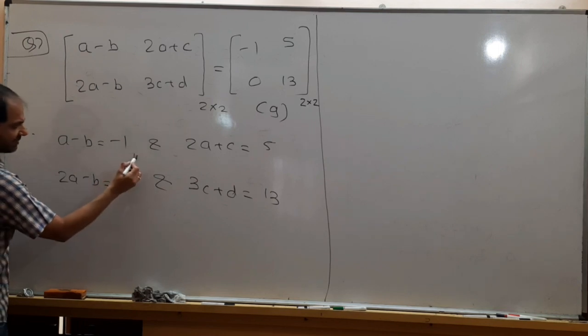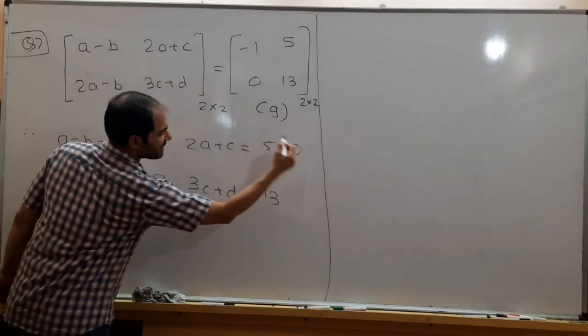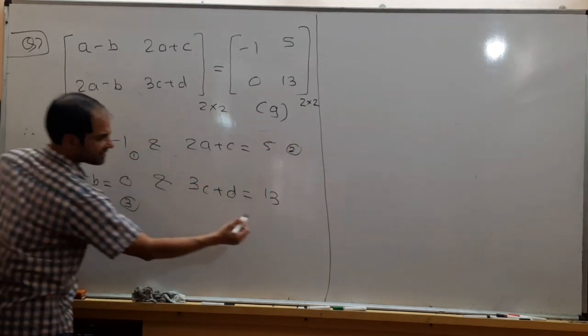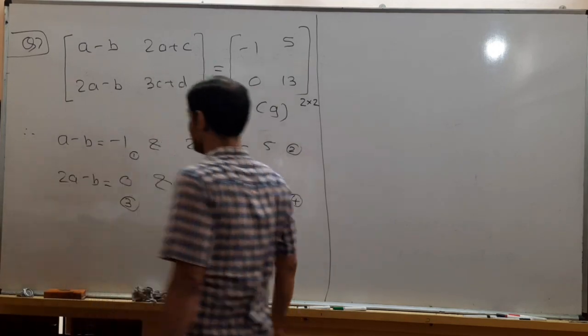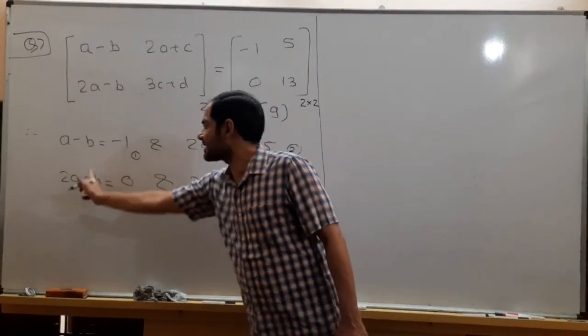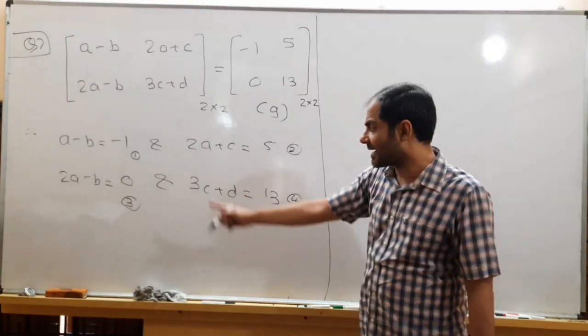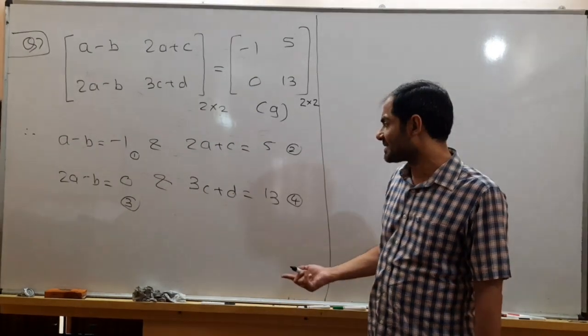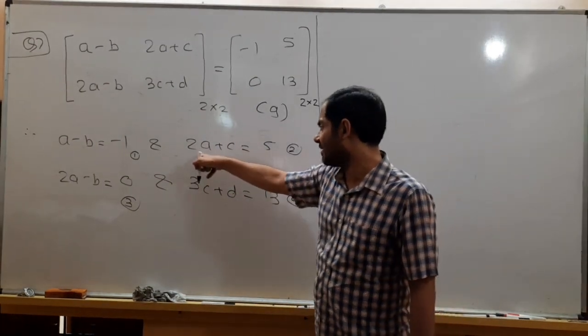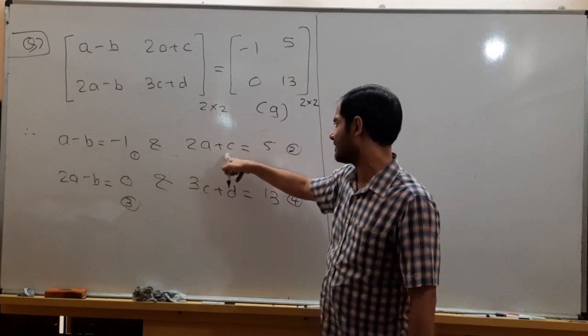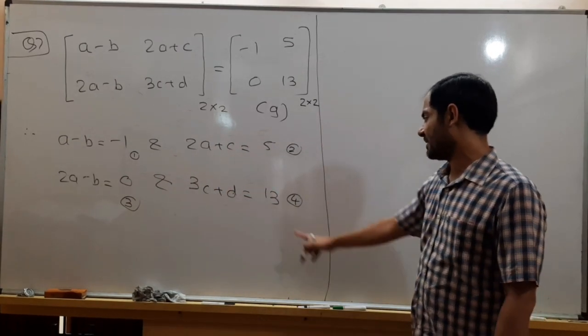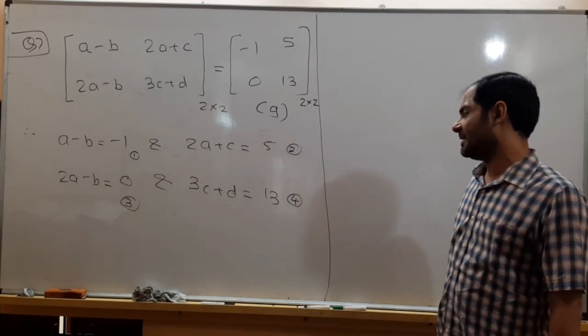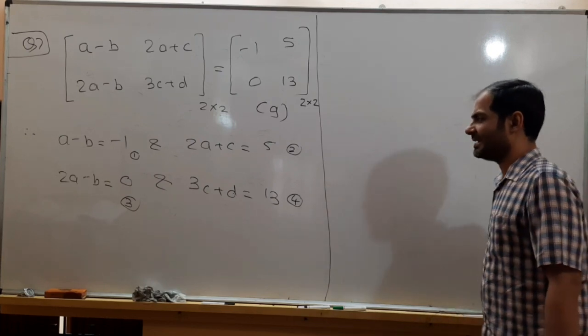Now, I will give this as equation number 1, this as equation number 2, this is equation number 3, this is equation number 4. Now, what I will do is that I will solve first and third. From that, I will get the values of A and B. And once I get the value of A, I will put it in the second equation. Then I will get C, and once I get C, I will put it in equation number 4, and I will get the value of D. Very easy, not tough.